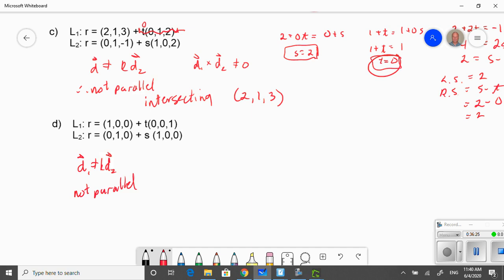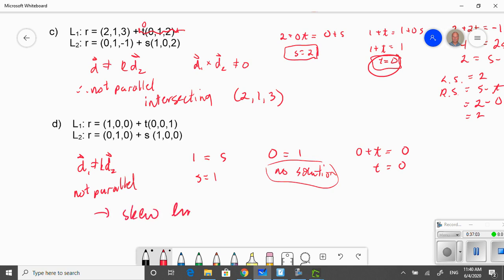So in the first line, I've got my x component 1 equals s. My second line, then I've got my 0 equals 1. And then I've got my z component 0 plus t. So 0 plus t equals 0. So t must equal 0. This is no solution. And what do we know when s equals 1, but there's no solution for this one? T equals 0. These are skew lines here.